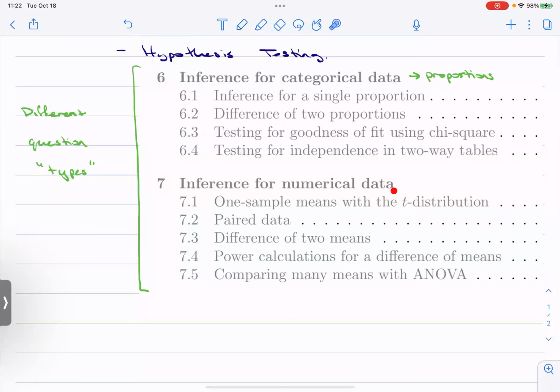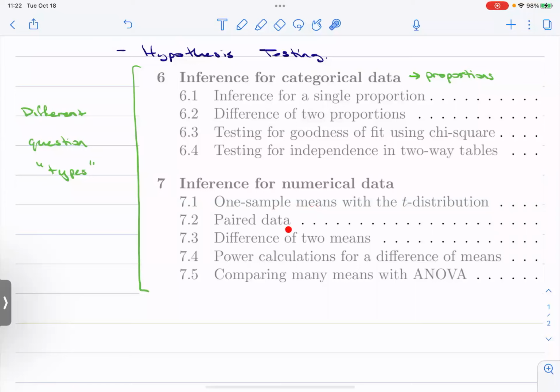For numerical data, we analyze the means. What's the average sales that I make off of this company? Is it less than 50,000? Is it more than 50,000? That kind of an idea. And so then we have 1 sample means.